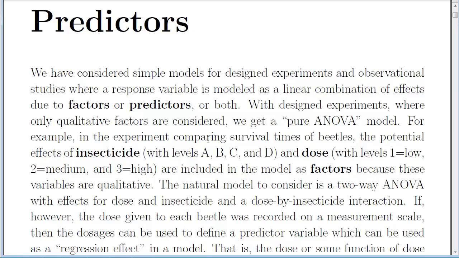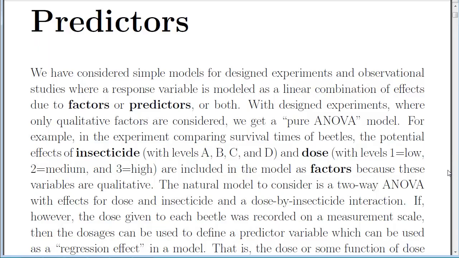So for example, in an experiment comparing survival times of beetles, we had insecticide, which we had 4 levels of, and we had a dosage, either low, medium, and high, which had 3 levels. And both were indicated in the model as qualitative or categorical because we didn't have specific numbers going along with the dosage, for example.